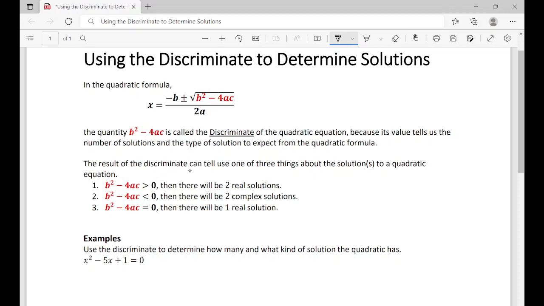The result of the discriminant can tell us one of three things about the solution or solutions to a quadratic equation. If the discriminant is greater than 0, if it's positive, then there will be two real solutions. If the discriminant is less than 0, if it's negative, then there will be two complex solutions. And if the discriminant is equal to 0, then there will be just one real solution.